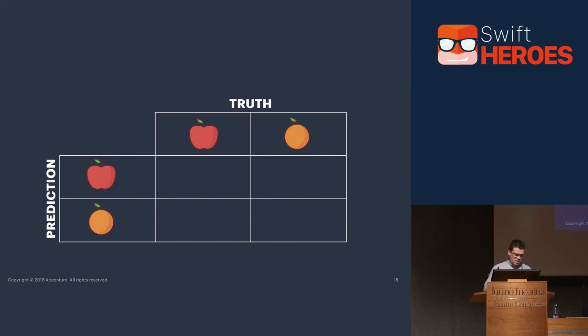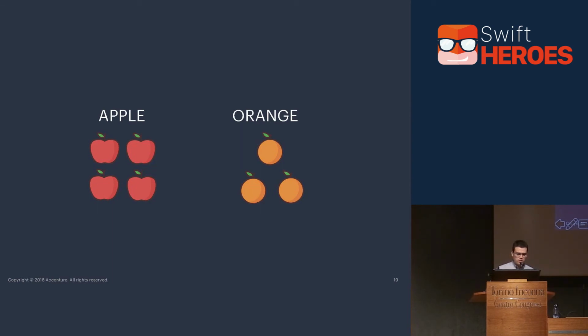Now we did another example with fruits. We imagine to have a very simple model that is able to recognize apples and oranges. In our experiment, we have 4 apples and 3 oranges. 2 apples have been recognized by our model as apples. The other 2 are recognized as oranges. On the other hand, we have the 3 oranges. 1 of them has been recognized as an apple, and 2 of them have been recognized as oranges.